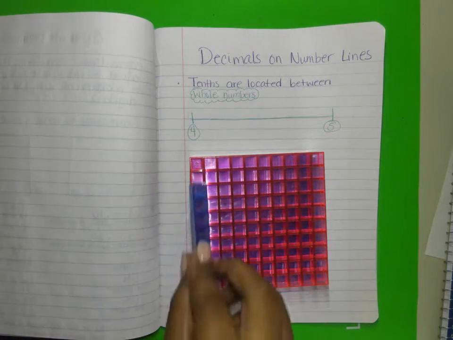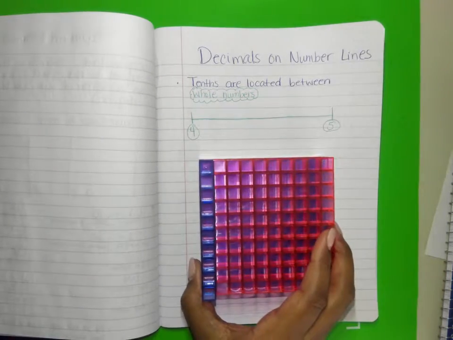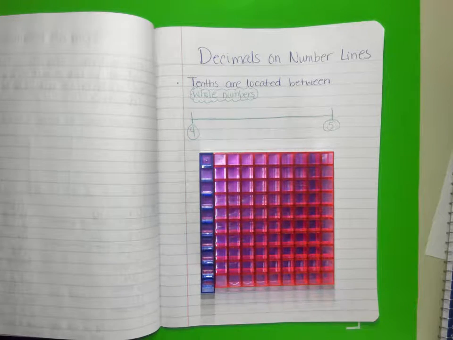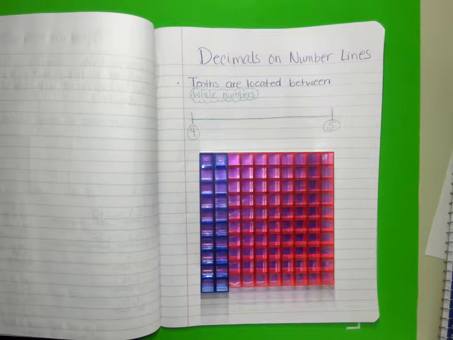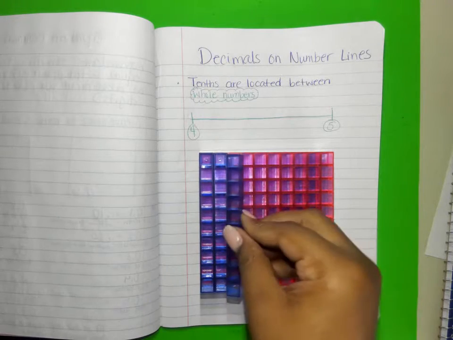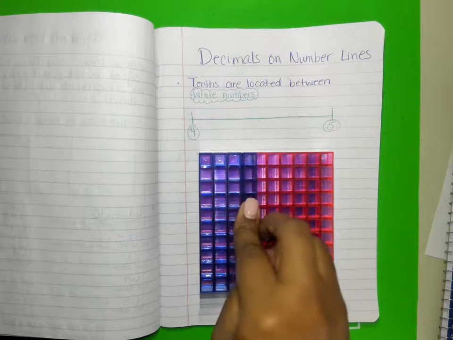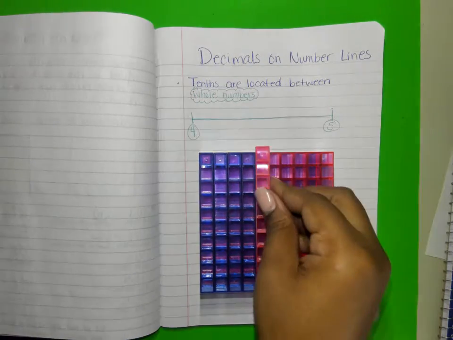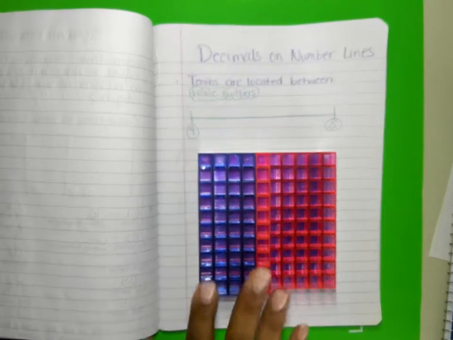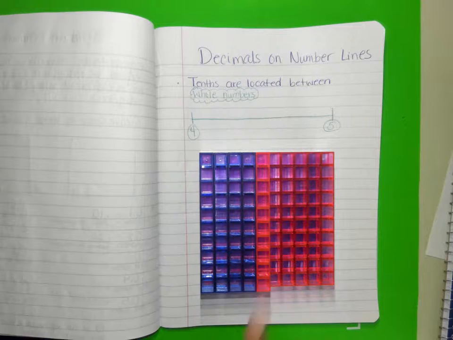So I'm just going to count. So this is a tenth. So now I have 4 and 1/10, and I'm going to add another one. So that's 4 and 2/10. 4 and 3/10, 4 and 4/10, 4 and 5/10, which is also halfway. So this is our midpoint.